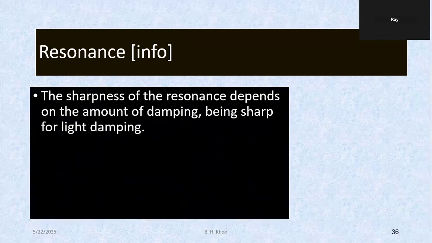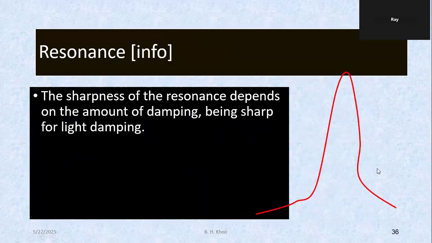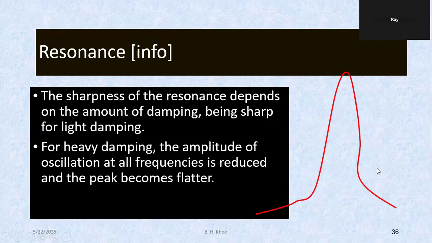This is for your info only. The sharpness of the resonance depends on the amount of damping. It is sharp for light damping. For heavy damping, the amplitude of the oscillation at all frequencies is reduced. The peak becomes flatter for all frequencies.